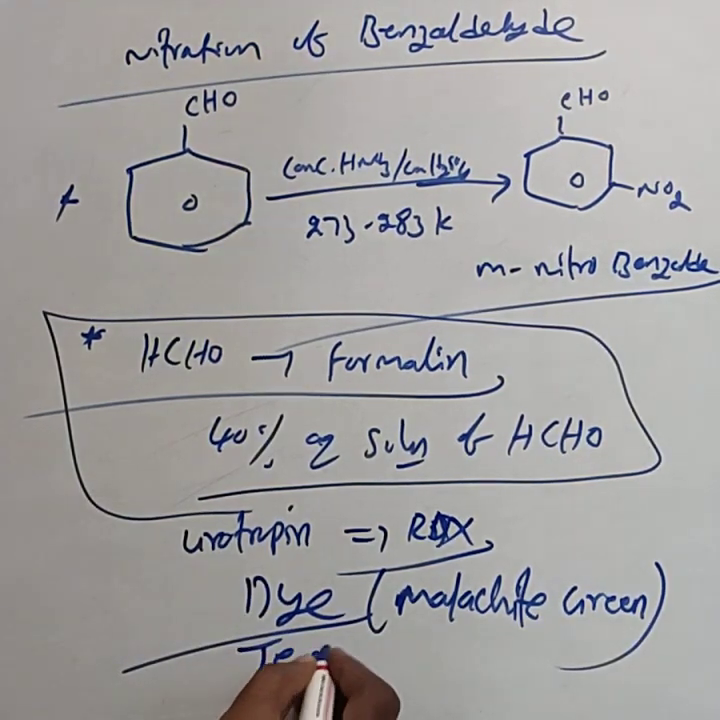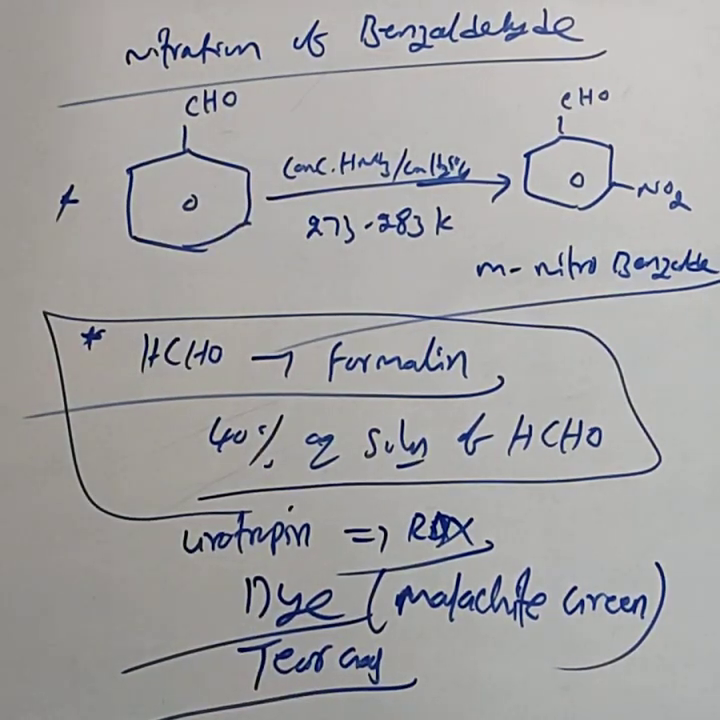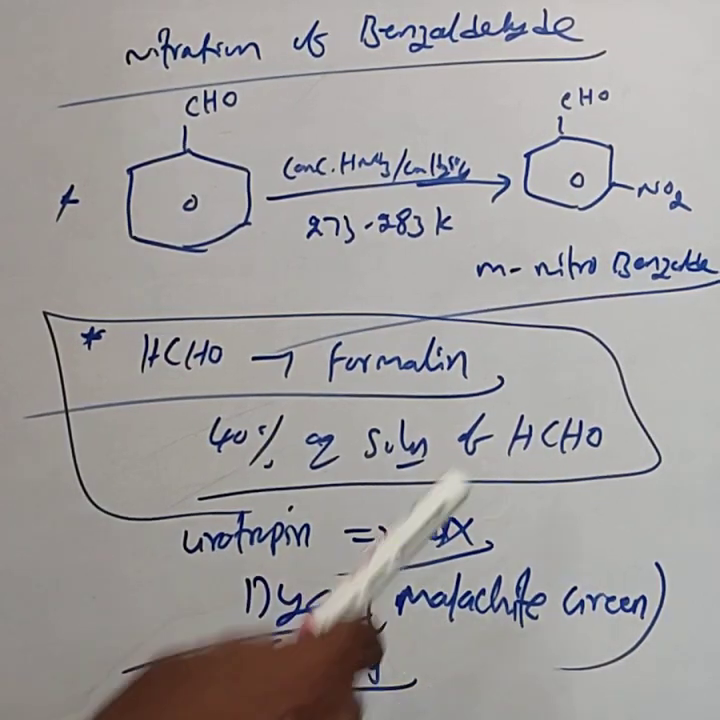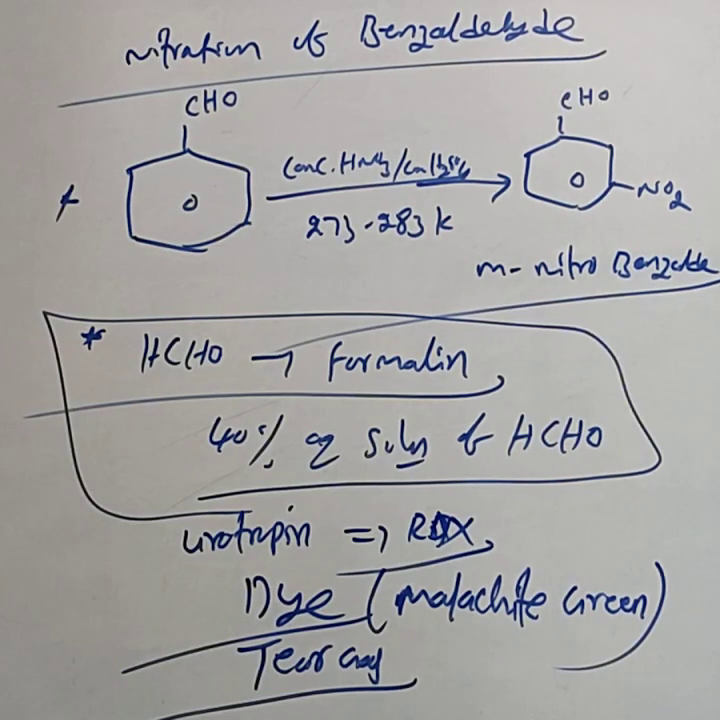acetophenone is used as tear gas. Phenacyl chloride, tear gas, is commonly called phenacyl chloride. This is very important. Among the carbonyl compounds, name the carbonyl compound used in the preparation of tear gas: acetophenone, commonly called phenacyl chloride, used as tear gas. Also, acetophenone is used as a hypnotic under the trade name hypnone. This is about the uses of aldehydes and ketones.